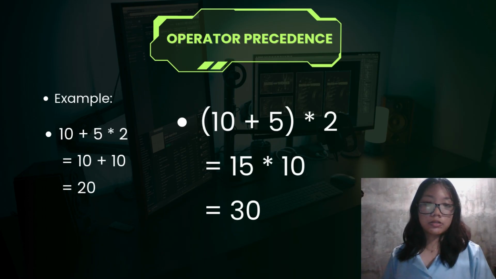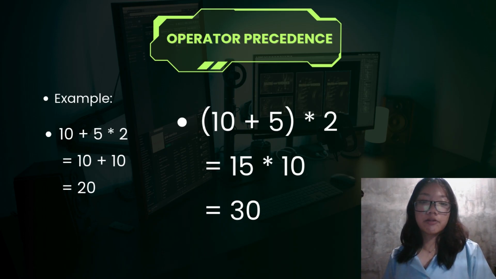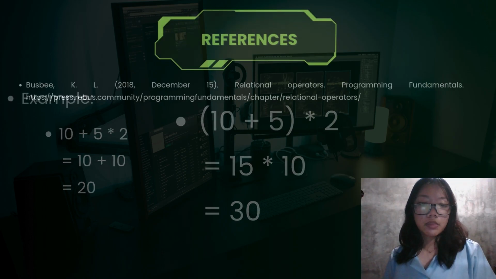In this expression, the parentheses tell Java to perform the operation inside them first, so the expression (10 plus 5) multiplied by 2 equals 30. This means that the operation inside the parentheses, 10 plus 5, is calculated first to get 15, and then that result is multiplied by 2, giving a final answer of 30. The parentheses change the normal order of operation by making the addition happen before the multiplication.